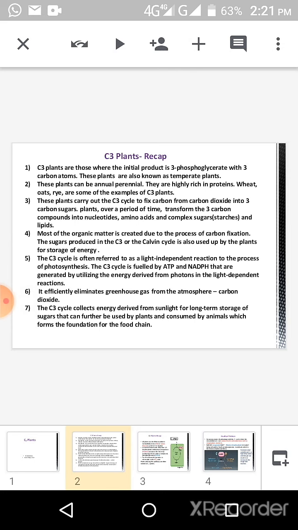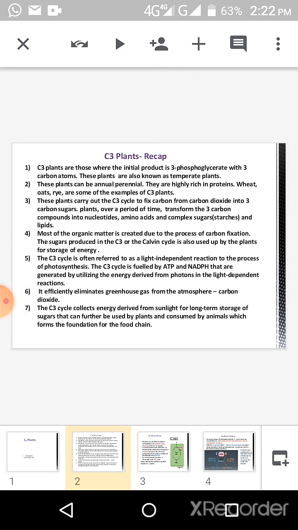The C3 cycle is often referred to as a light independent reaction of the process of photosynthesis because the C3 cycle is fueled by, it utilizes, ATP and NADPH, which are generated during the light dependent reactions of photosynthesis in the chloroplast. It efficiently eliminates greenhouse gas from the atmosphere by fixing carbon dioxide.